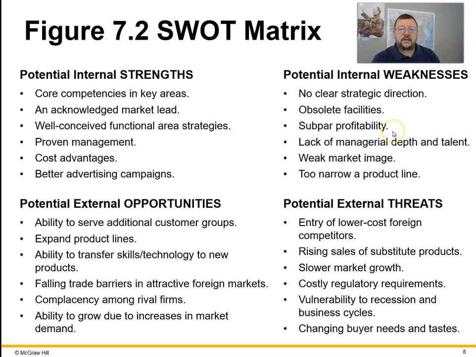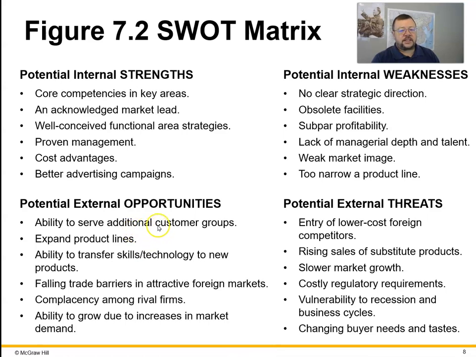Potential weaknesses. Maybe we don't have a clear strategic direction. Maybe our facilities are obsolete. Maybe our profitability is low. Maybe we don't have the managerial depth and talents we need. Maybe we don't have a good market image. Maybe our product line is too narrow. These are things that are internal and bad: weaknesses.